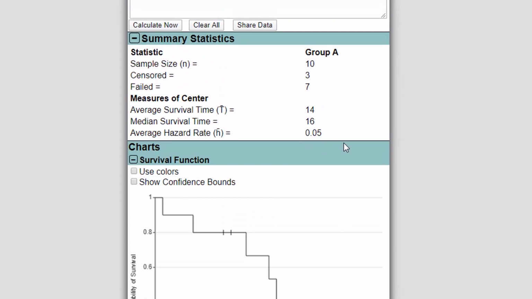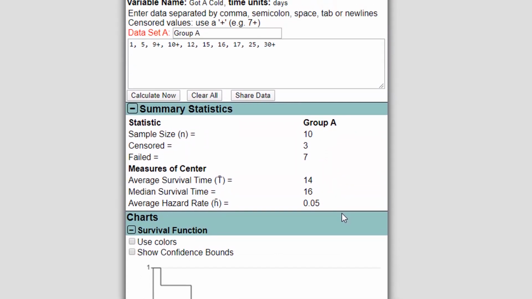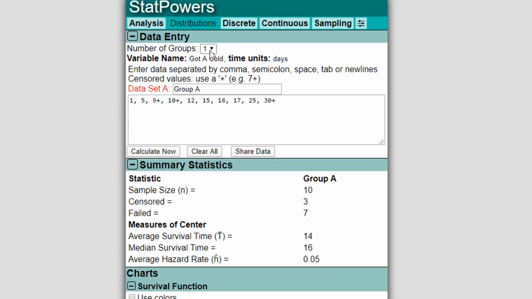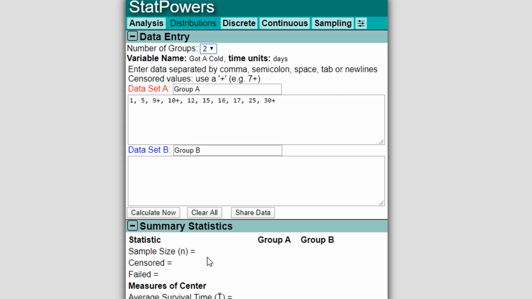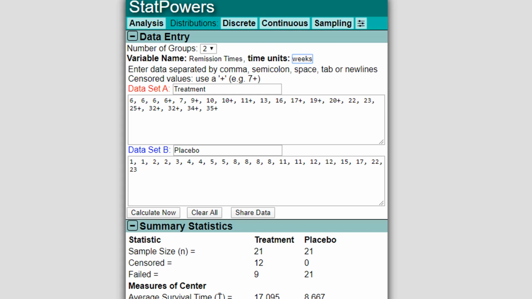data sets, like two sample groups. So what I'm going to do is increase my number of groups to 2, and I'm going to paste in some more data. What I've got here is just some pasted data. This is the remission times of leukemia patients in weeks.